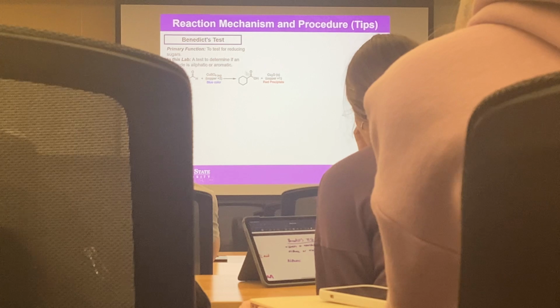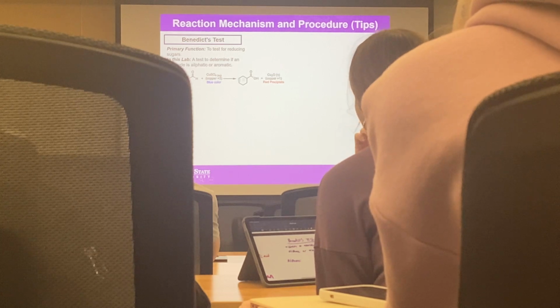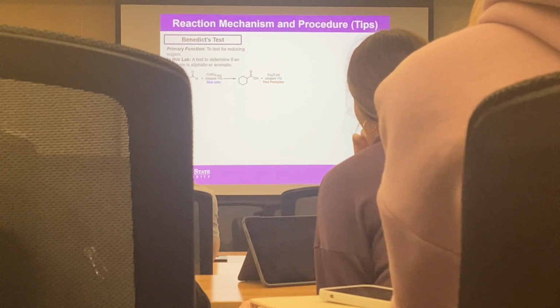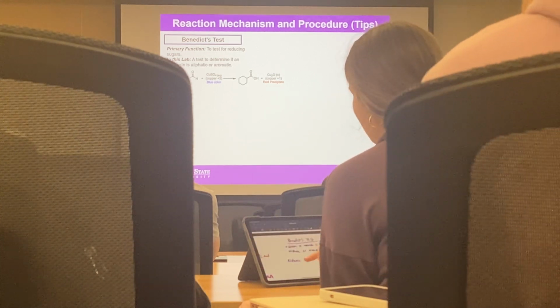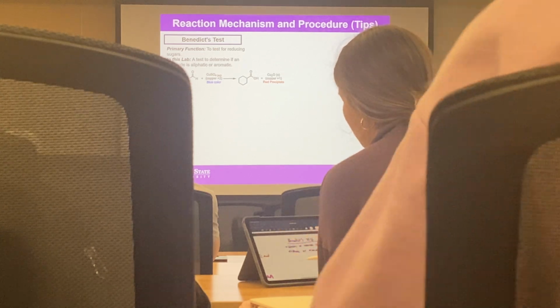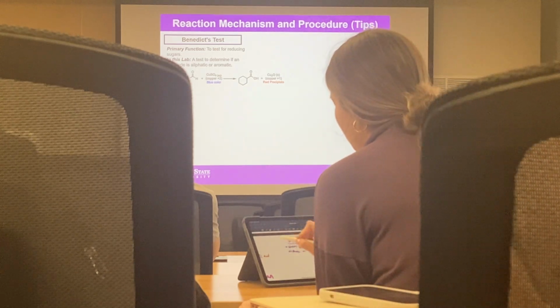Now if this is getting oxidized, your copper is getting reduced. So copper plus 2 goes to copper plus 1, and copper plus 1 is red colored. And you will see this blue color solution turning into red. That means that there is a positive test. That means that you have aliphatic aldehyde.